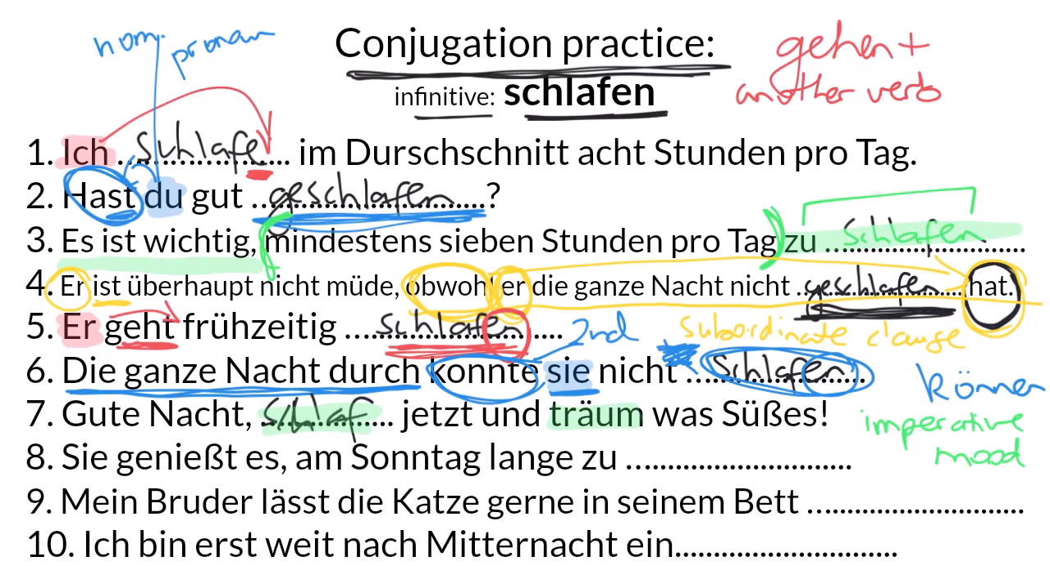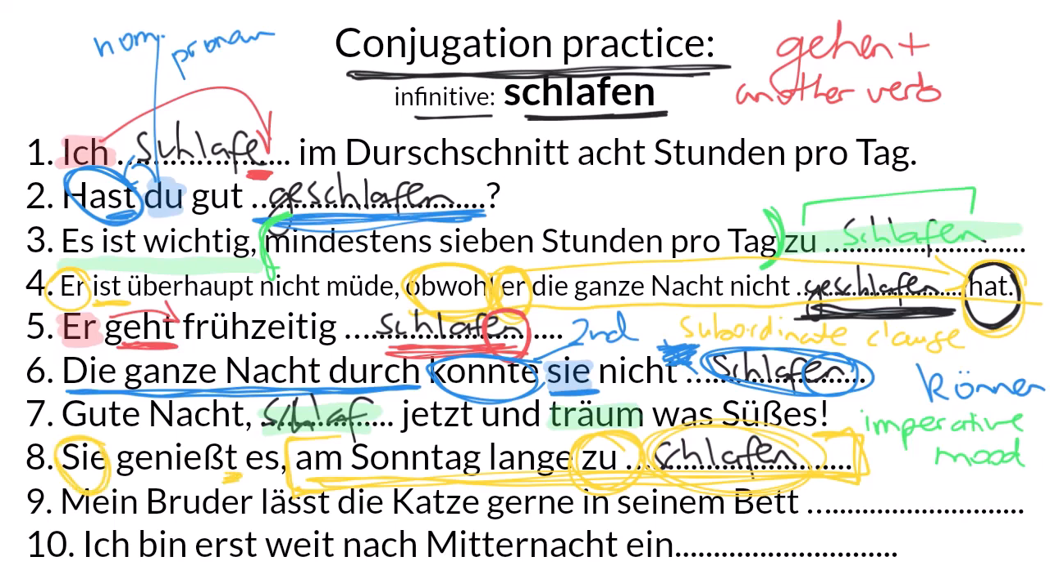Number 8. Sie genießt es, am Sonntag lange zu schlafen. She enjoys sleeping for a long time on Sunday, or sleeping in on Sunday. Now again here, we don't have anybody in charge of this zu clause. That's just offset by itself. We don't know who's in charge of that by itself. It doesn't matter. We just put a zu followed by the infinitive schlafen after it. But we do know who's in charge of the whole sentence, and that is sie.